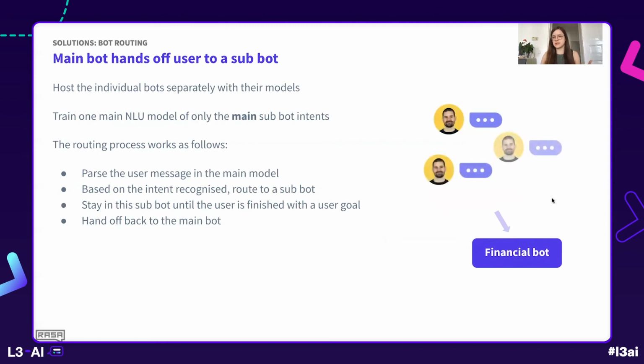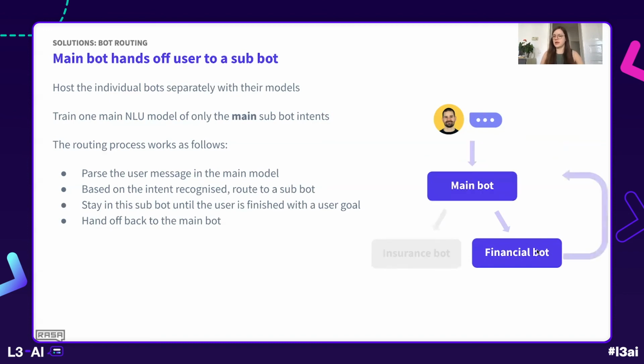Then any subsequent messages the user sends will be sent directly to the subbot until the user is finished with their goal. Once that's done, the bot will hand off the user back to the main bot, and they can then pick something new there. That process then continues. Like I said, in this case context switching wouldn't really be possible, because you are just ignoring any attempts of the user to switch conversations, since they have access directly to the financial bot once they're in there.